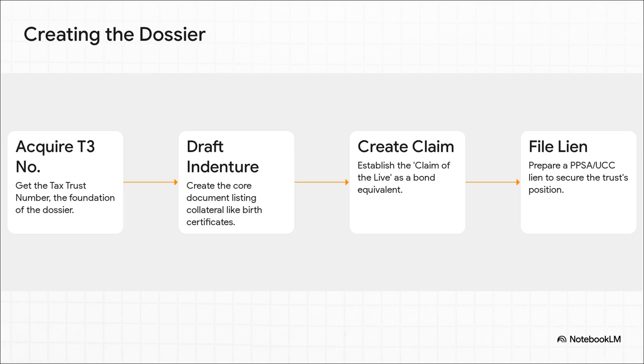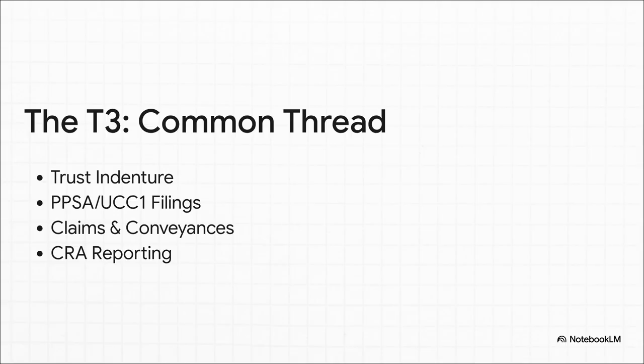Third, there's the claim of the live, which is a document that asserts your standing. And finally, you prepare a commercial lien, something like a PPSA or a UCC filing, which basically puts your trust's interest in its own assets on the public record for everyone to see. And here's the magic of how it all ties together. That T3 number, it acts like a unique serial number that gets stamped on every single piece of your dossier. So what that does is it makes sure that whether you're looking at the trust's founding document, a commercial filing, or even a report to the tax agency, it all points back to one single, unified, and officially recognized thing.